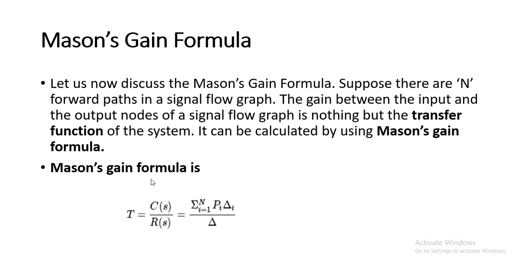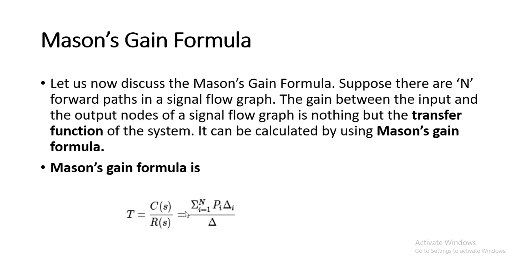So what is Mason's gain formula? T, or the transfer function, is equal to C(s) by R(s), which is equal to the summation of path 1 to n of P_i into delta_i divided by delta. Here we have written it as i. In some books it will be k, but the formula is the same. Either it should be i or it should be k.